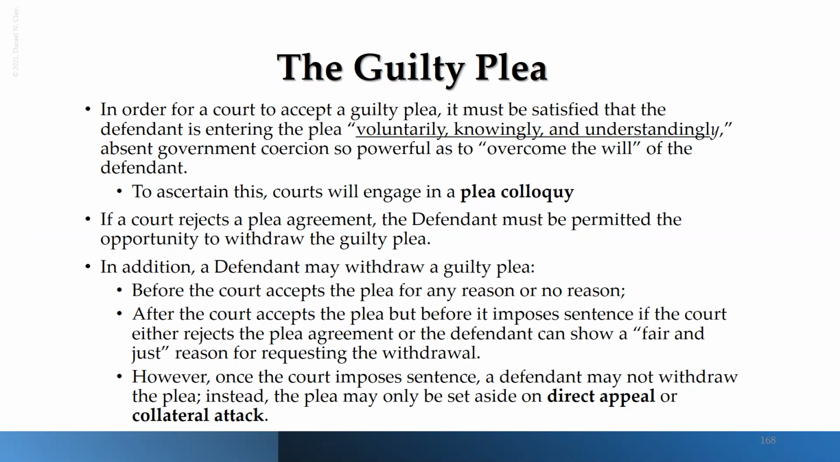So just because you say in papers, yeah, I'm pleading guilty, and then you change your mind, if the court hasn't accepted it, you don't have to give a reason why you're changing your plea. Now things get a lot more tricky the further we go.